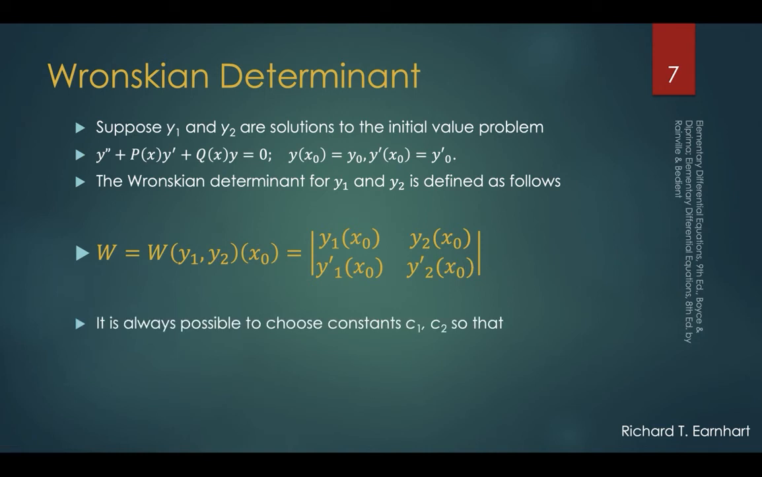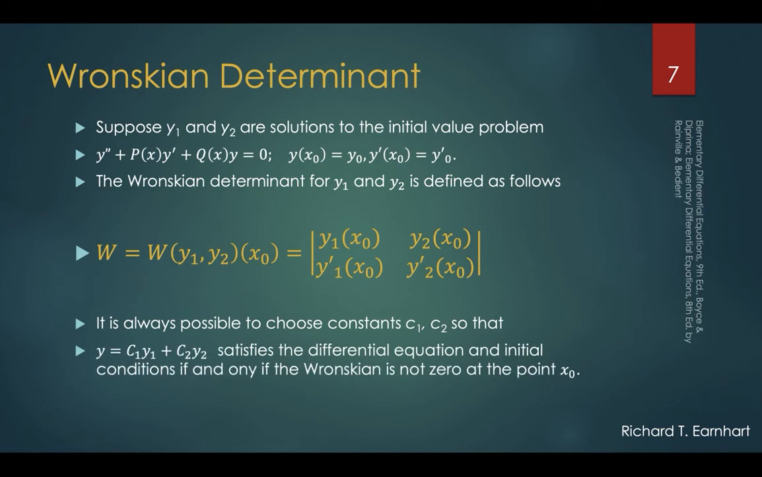Now it is always possible to choose constants c1, c2, so that the solution y equals c1 y1 plus c2 y2 will satisfy the differential equation and the initial conditions, if and only if the Wronskian determinant is not zero at the point x sub 0.